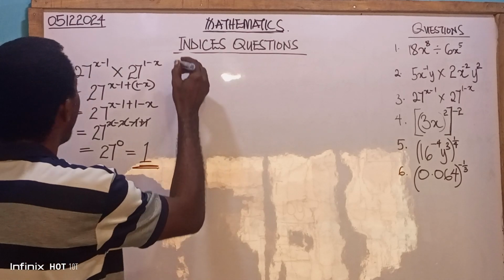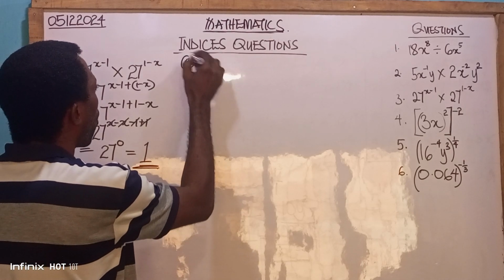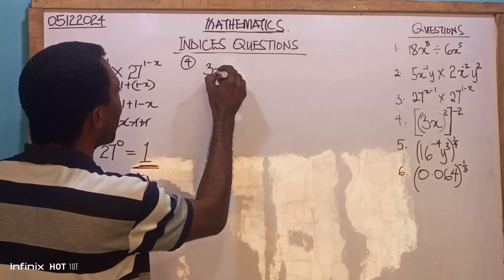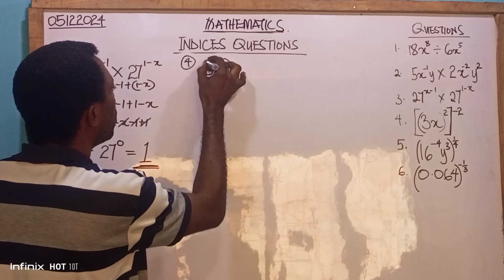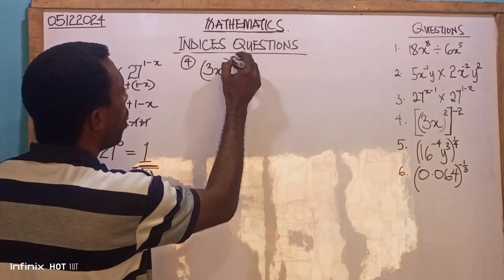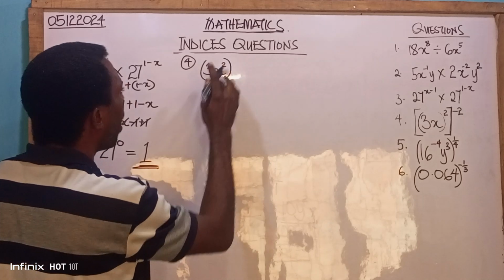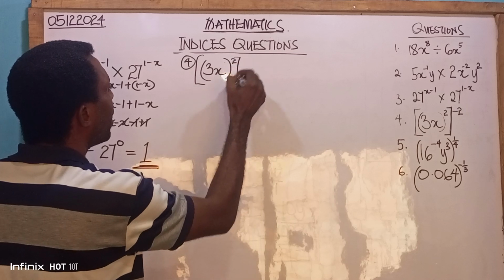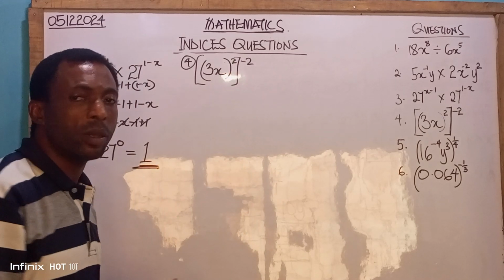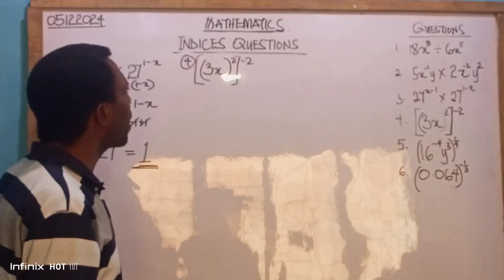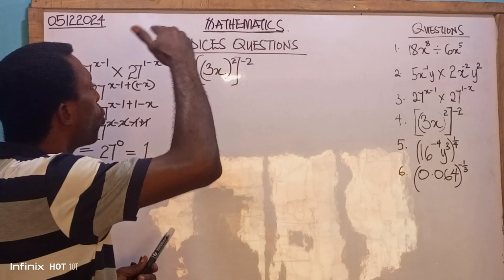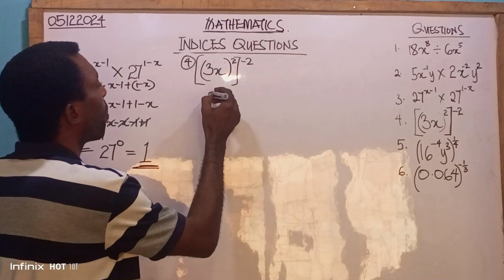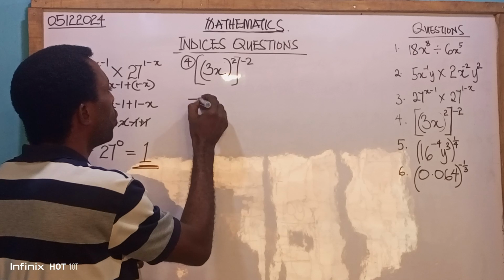Now let's see the next one, which is number 4. Number 4 question, we have 3x raised to power 2 into brackets of minus 2. When you see this, there's a rule that says once you have a power inside the bracket and another one outside the bracket, they will multiply each other. So that's the first thing we are going to do.